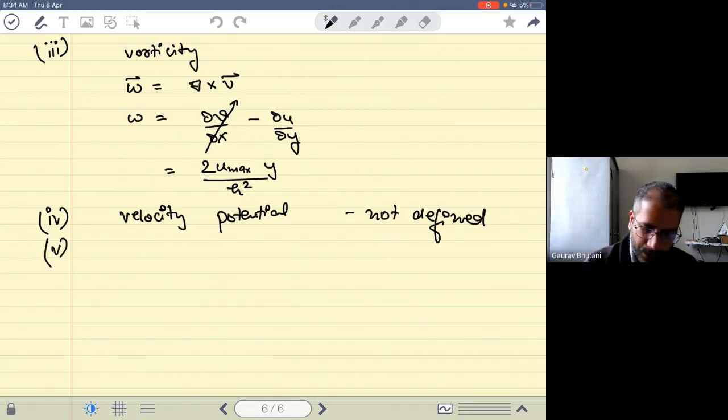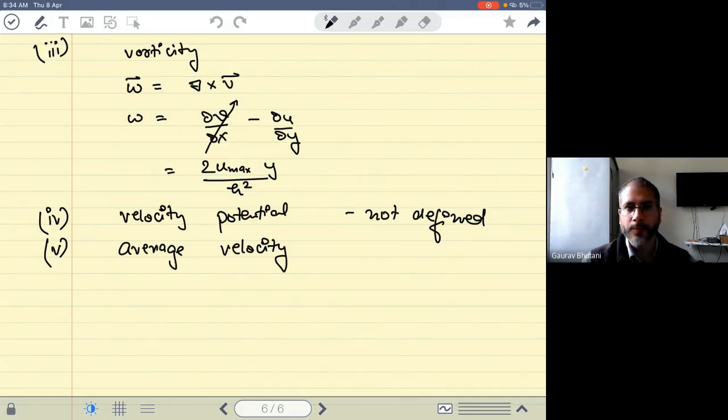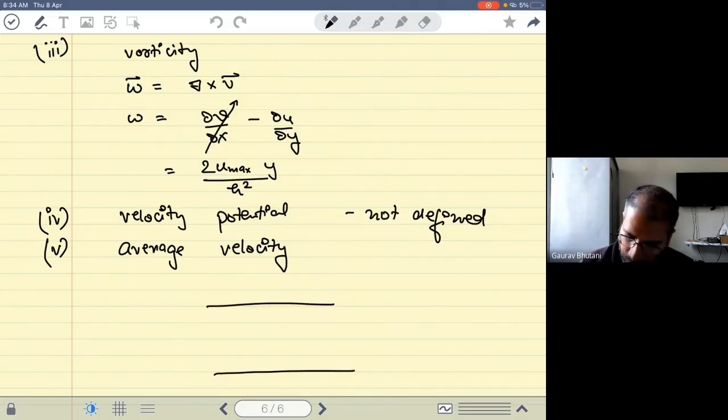And the last part is to find the average velocity. We also discussed earlier that the way we define the average velocity is, if you have the plates like this, then the average velocity, let's say U average, is the flow rate upon the cross-sectional area. Okay, so it's a 2D situation. So the area is simply just the length, that is 2h.